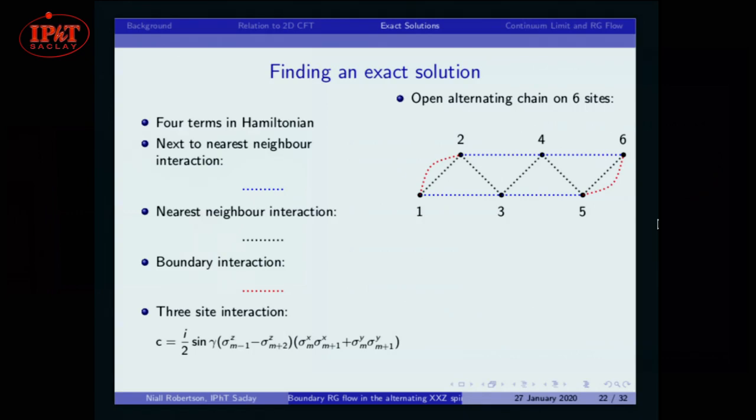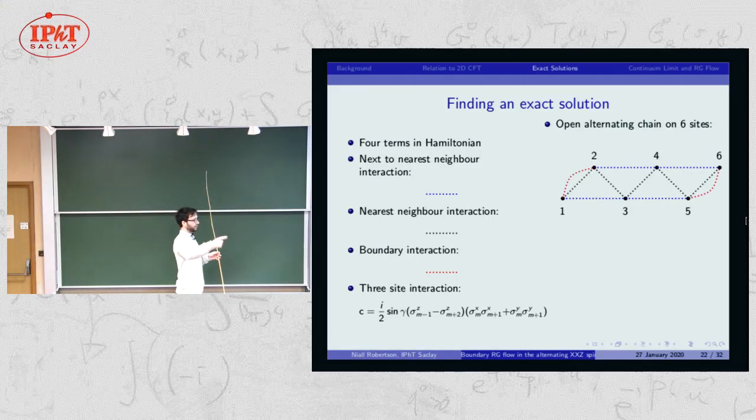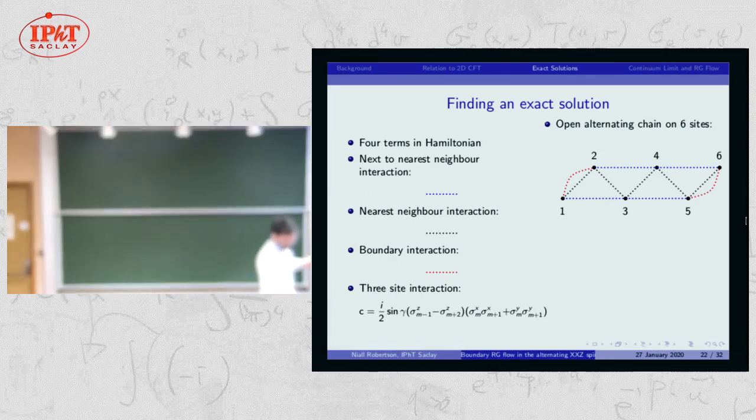So what I have here is a chain of 6 sites. And I've just written sites 2, 4, and 6 above sites 1, 3, and 5 to make the picture clearer, but I haven't done anything to the chain. And we're going to now take this limit gamma going to 0.